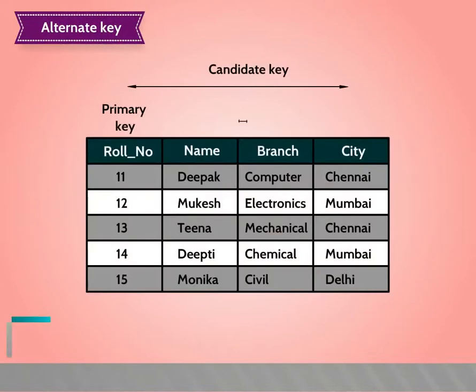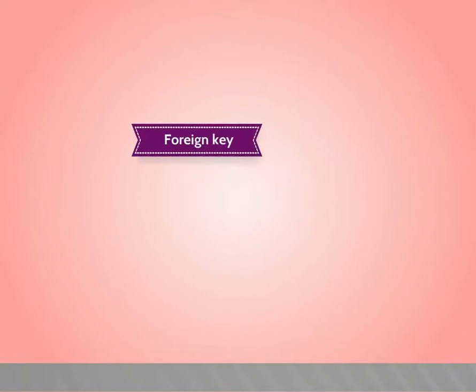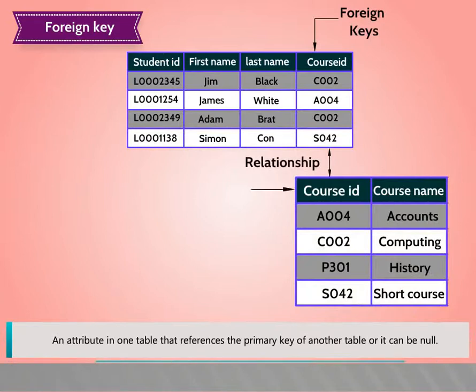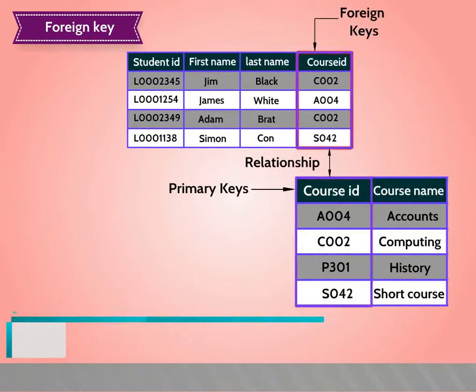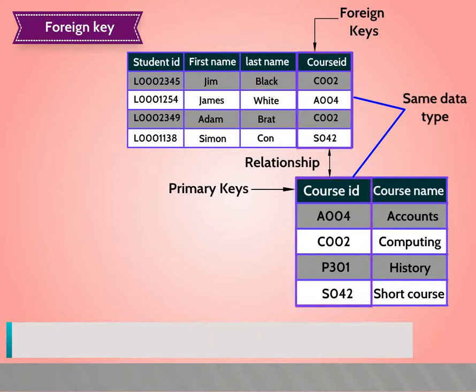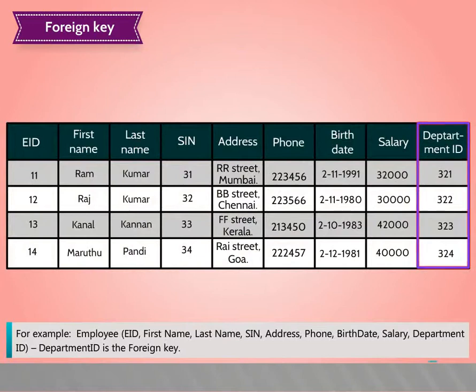Alternate key. All other candidate keys not chosen as a primary key. Foreign key. An attribute in one table that references the primary key of another table, or it can be null. Both foreign and primary keys must be of the same data type. For example, employee: EID, first name, last name, SIN, address, phone, birth date, salary, department ID. Department ID is the foreign key.